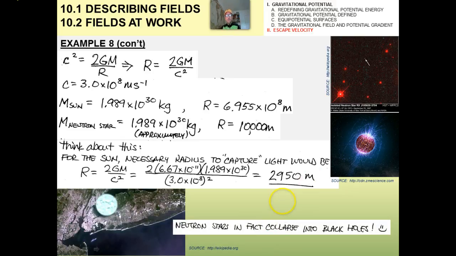In fact, neutron stars do collapse into black holes, and here's a picture of a typical neutron star if it were on top of New York City. Here's Long Island and Manhattan. You can see that neutron stars are not very big. So again, just to blow your mind, in this sphere would be the mass of our sun, and it would be less than the size of the metro New York area. Holy moly. Interesting stuff.